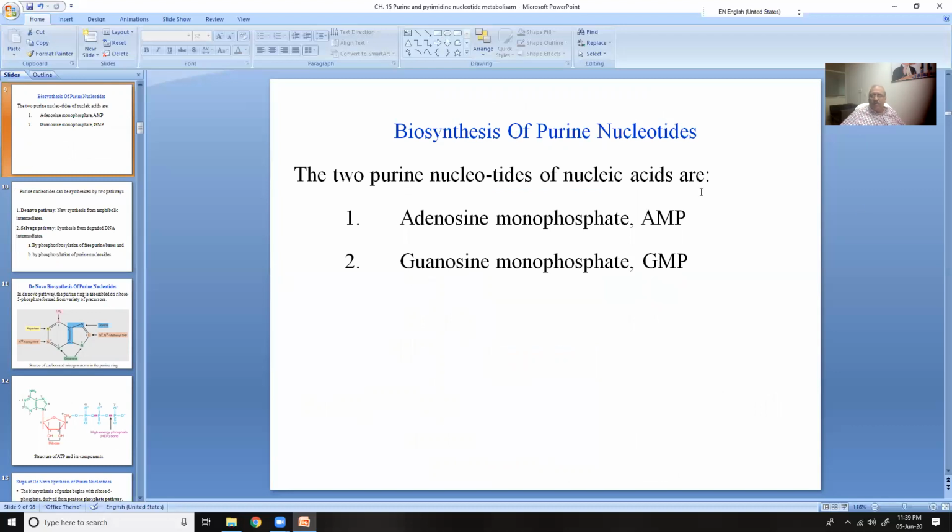The two purine nucleotides of nucleic acids are adenosine monophosphate, AMP, and guanosine monophosphate. Adenosine monophosphate means adenine is there, ribose sugar is there, and we have a phosphate molecule. And GMP has the guanine base, then sugar and a phosphate. So these are the purine nucleotides of nucleic acids.